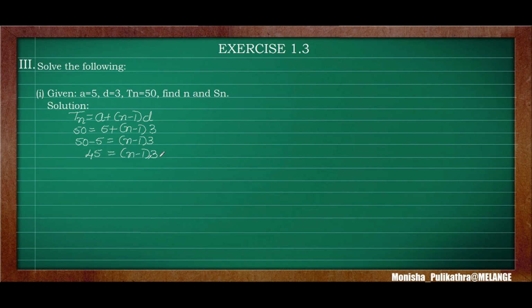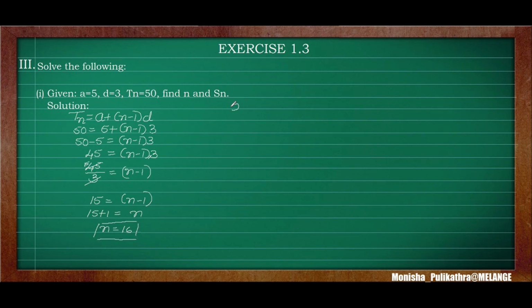Next, this into 3, if we shift it to the left hand side, it will become divided by. So 45 divided by 3 is equal to n minus 1. So here 3 ones are 3, 1 will be carried, 3 5s are 15. Okay, so 15 is equal to n minus 1. In the next step, I will shift minus 1 to the left hand side, it will become plus 1. So n is equal to 16, the number of terms is equal to 16. So this is the value for n is equal to 16.